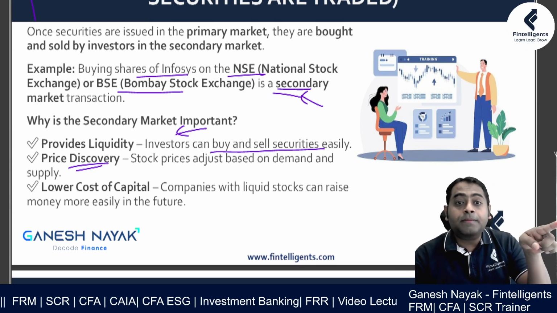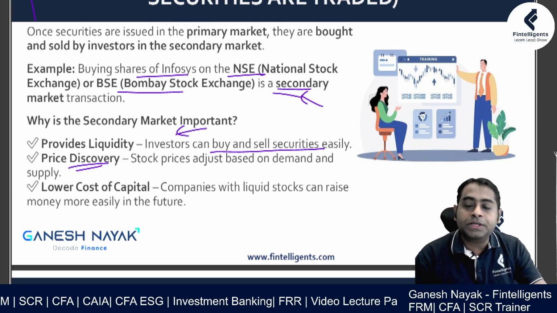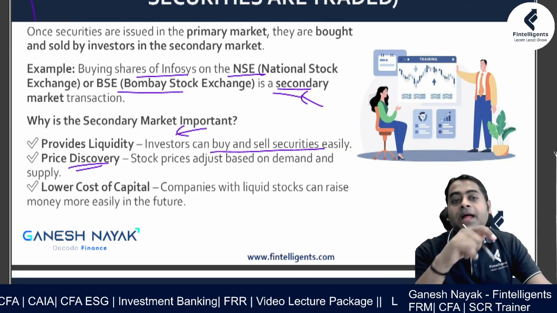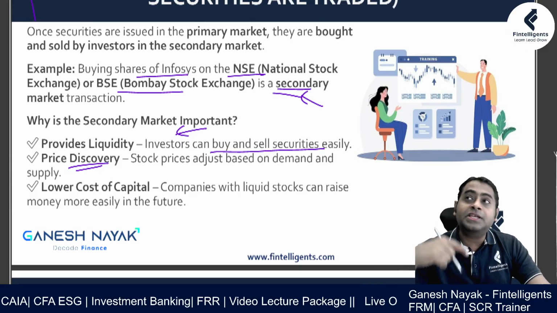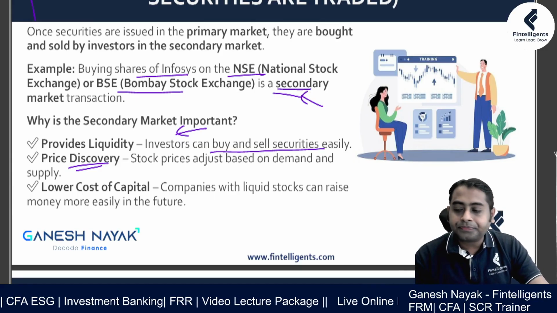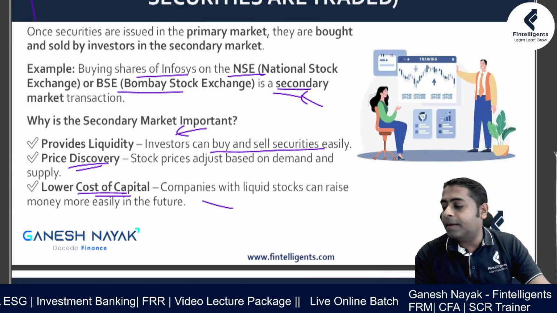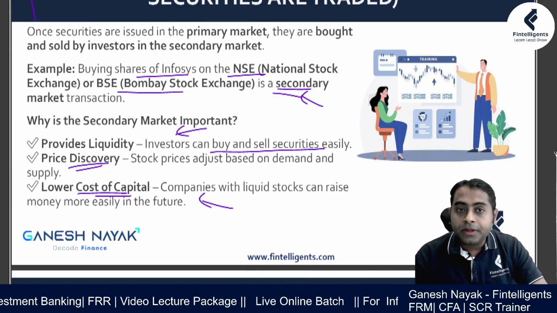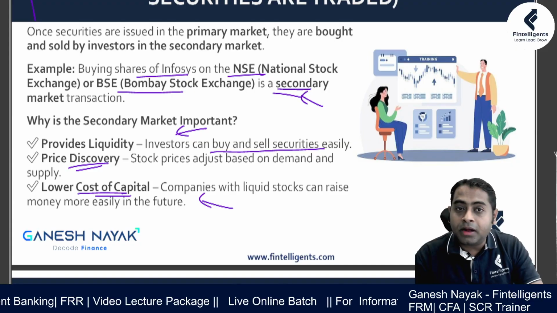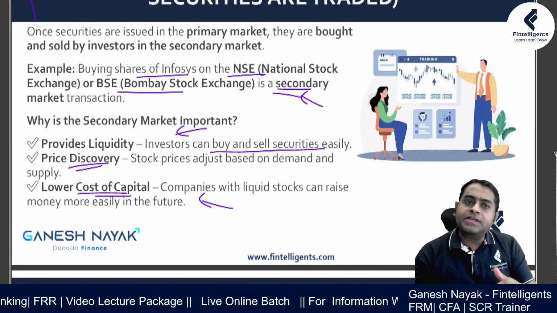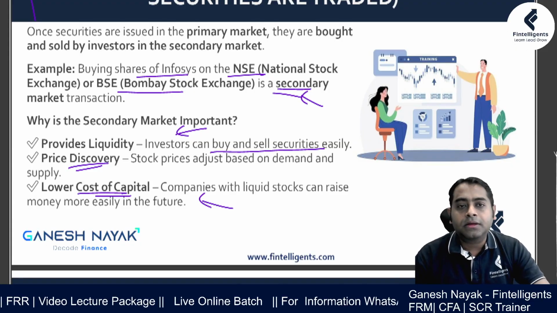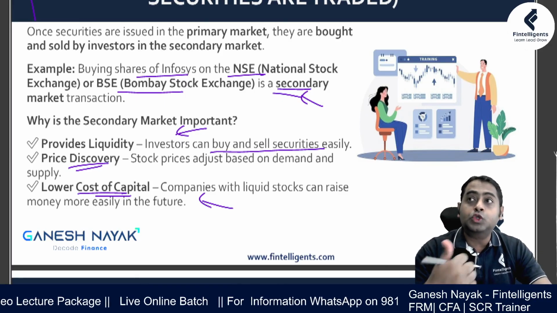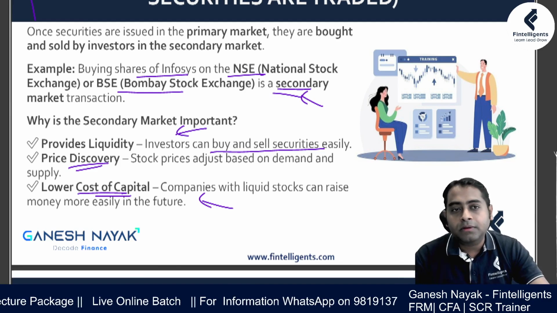At the time of IPO, the shares were sold at 100 rupees. Today, what is the demand for that share? What is the current price? You will come to know because it is listed on an exchange and the price is continuously tracked. Lower cost of capital, right? Because it's a liquid stock. That means it is listed in the secondary market and you can sell it immediately. Investors will be interested to come and buy that share in the IPO, right? So it is easy for you to raise money because you know there is a secondary market available.